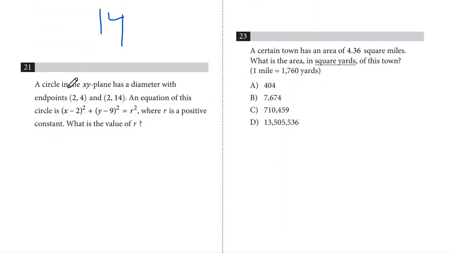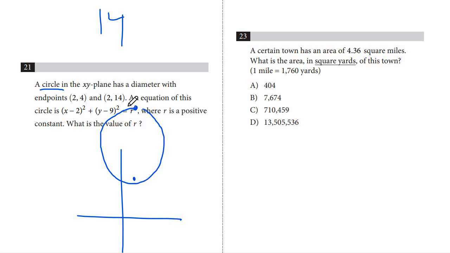21. So here we have a circle in the XY plane with a diameter. Let me just show you quickly. 2, 4: 2 over, 4 up. Here's a point, and 2, 14: 2 over and 14 up. So it's somewhere here, and you have a circle that roughly looks like this. The diameter is 2 times the radius, as you know. So how far is 14 away from 4? Obviously 10. If the diameter is 10, that means the radius is 5. So 5 here and 5 here.